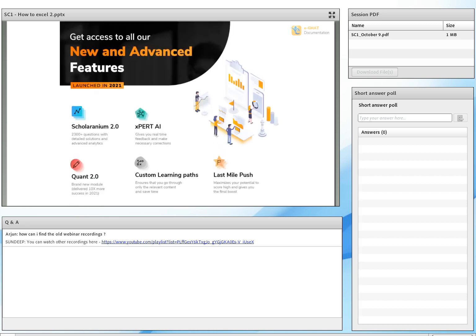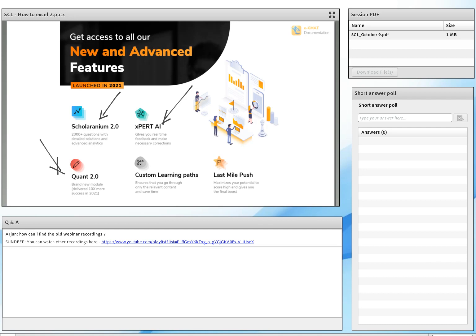Okay. And this is because as a company, we continue to invest in helping you succeed. In 2021, we've launched our new iteration of Scholarium. We've doubled down on our investments in AI, which help you improve faster. We've revamped our entire quant offering.